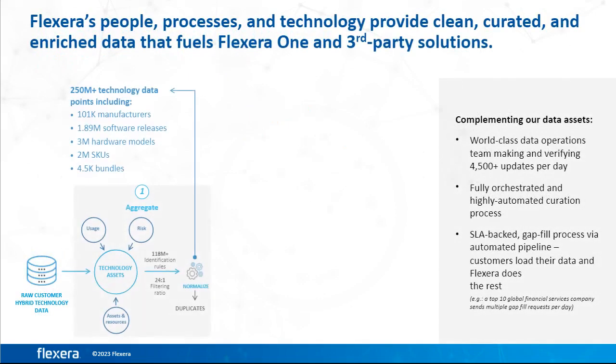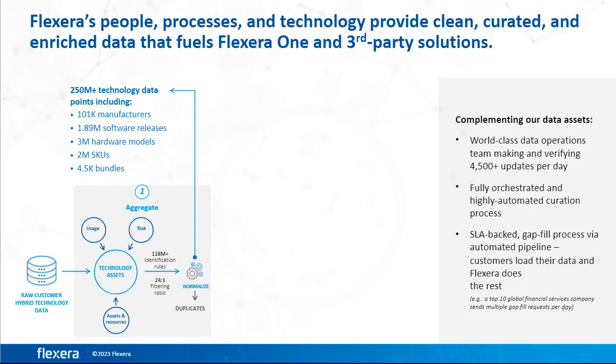So here we are. Let's go to the next here. So how do we do this? Within Flexera, we have what we call your raw data, the data that you send to us. It could be from multiple data sources. What it does is bring it together in what we call the technology asset. And what we're pulling is the usage. We understand the risk. We understand the assets and the resources. And as we start to go through this normalization process, you're seeing these identification rules.